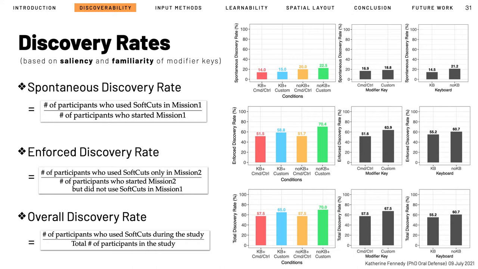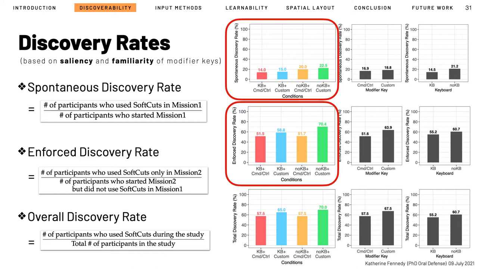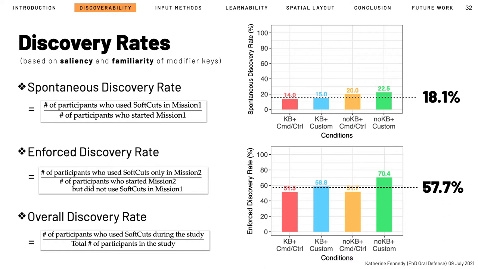An interesting point of comparison is between our spontaneous and enforced discovery rates. When we merge all four conditions, we found out that when SoftCuts is made compulsory to complete a task, discovery rate at least tripled.